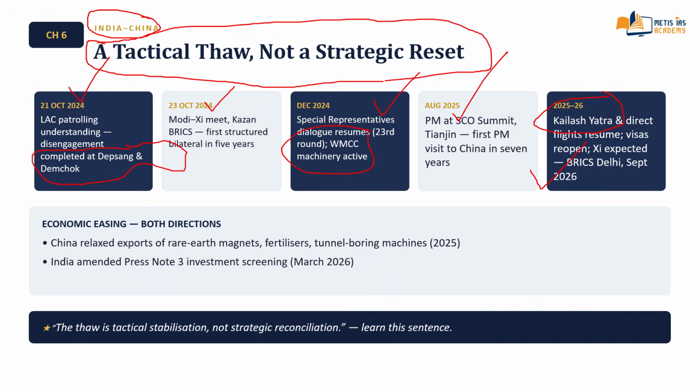So remember the balanced formulation: stabilization, yes; normalization, partially; strategic trust, not yet. This is the honest state of India-China relations going into Mains 2026.